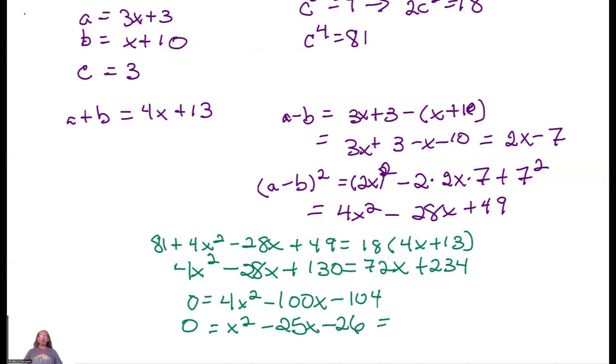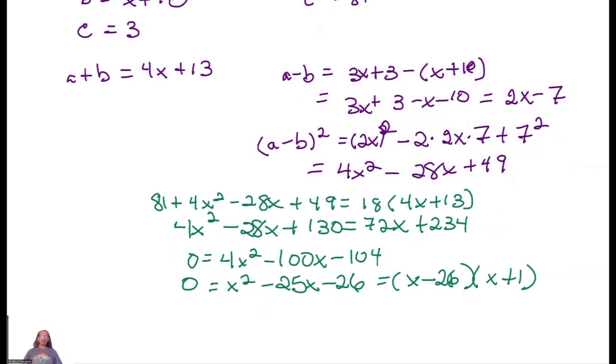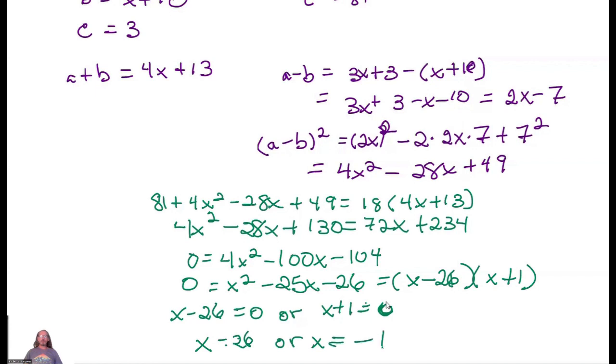And that factors nicely as x minus 26, that quantity times the quantity x plus 1. So either x minus 26 equals 0, or x plus 1 is equal to 0, giving us that x is equal to 26, or x is equal to -1. We're going to find that only the first one checks.